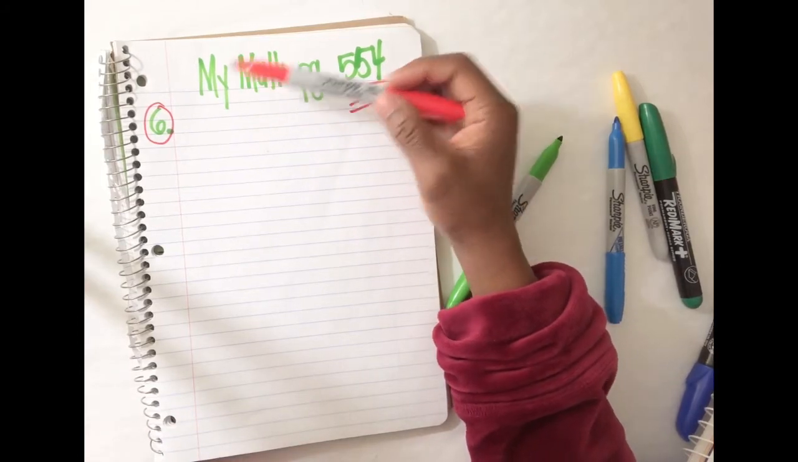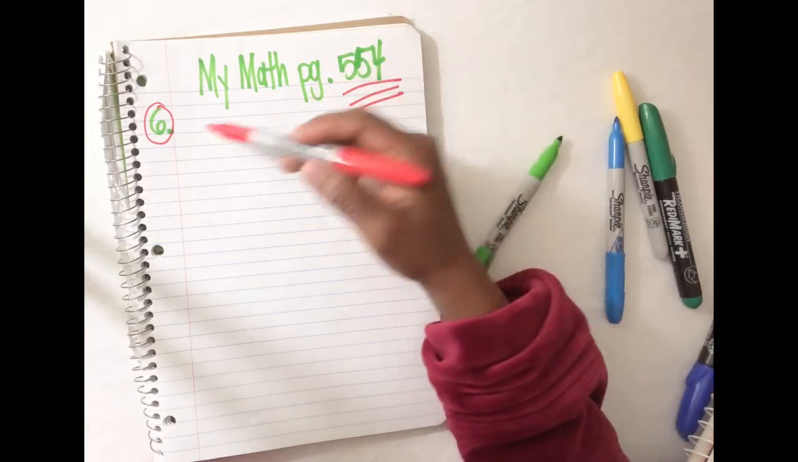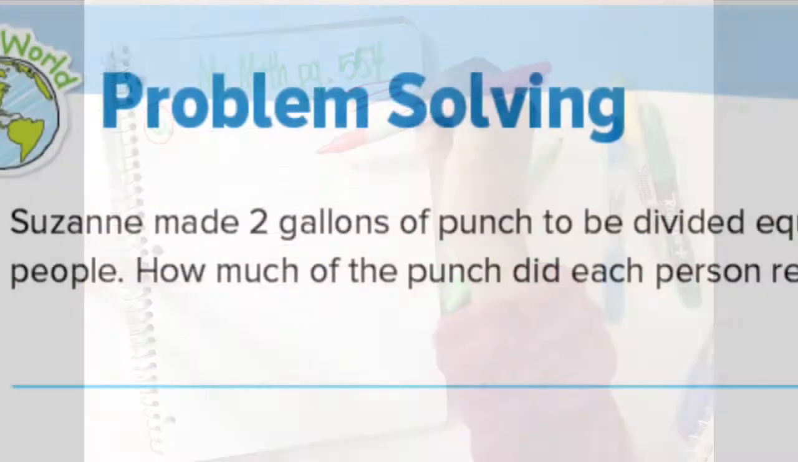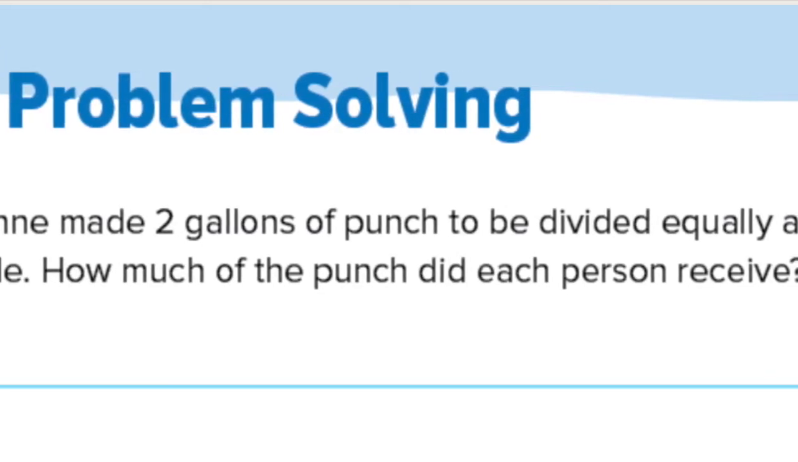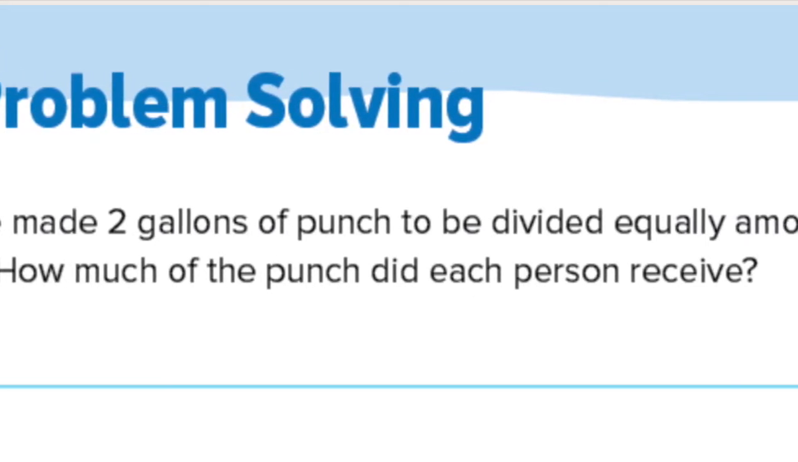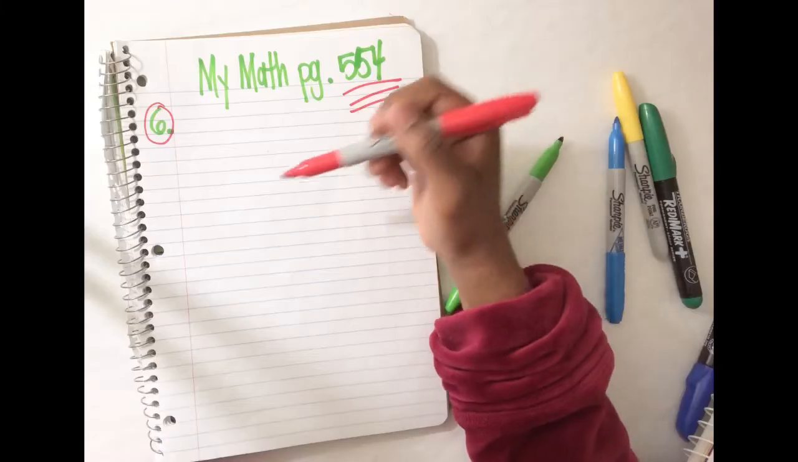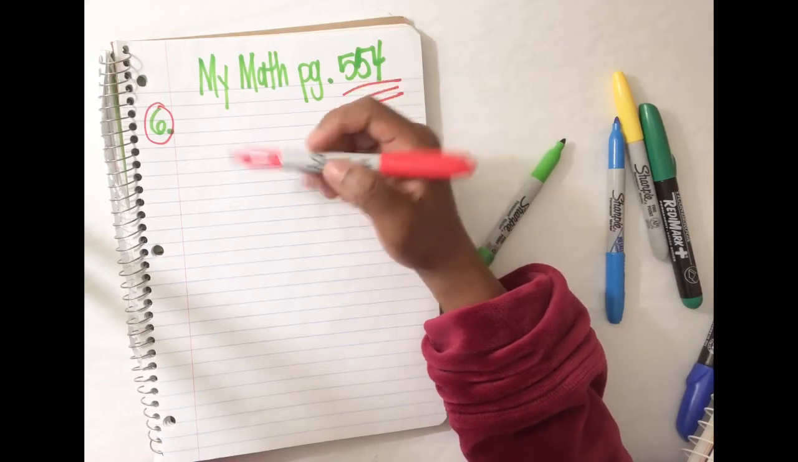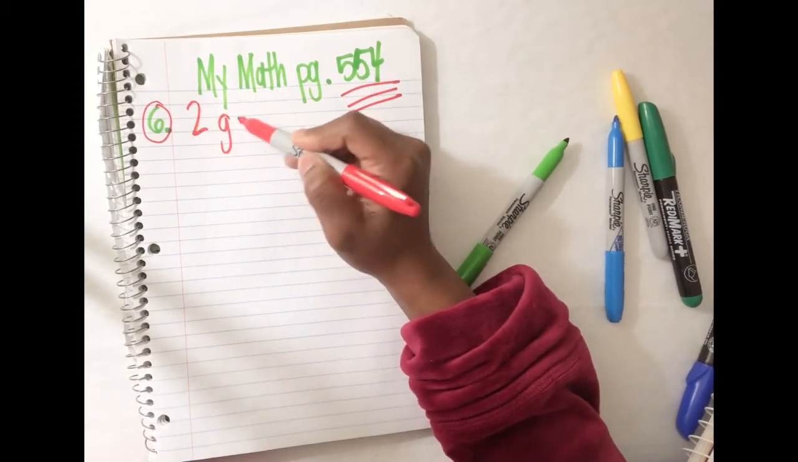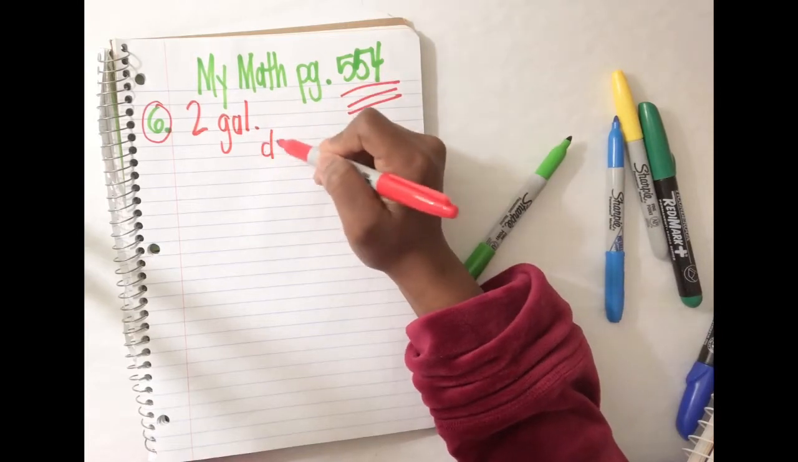Here comes the first read. I would like for you to underline the important information as we read as I write it down on the paper. Suzanne made 2 gallons of punch to be divided equally among 10 people. How much punch did each person receive? Now, what's the important information? Here comes the second read. Suzanne has 2 gallons of punch to be divided. There's a key word.